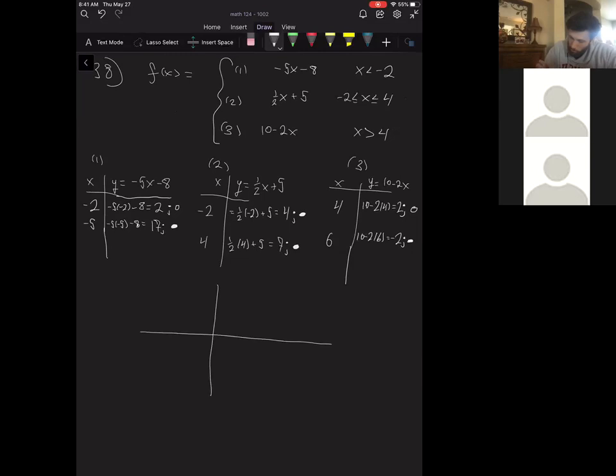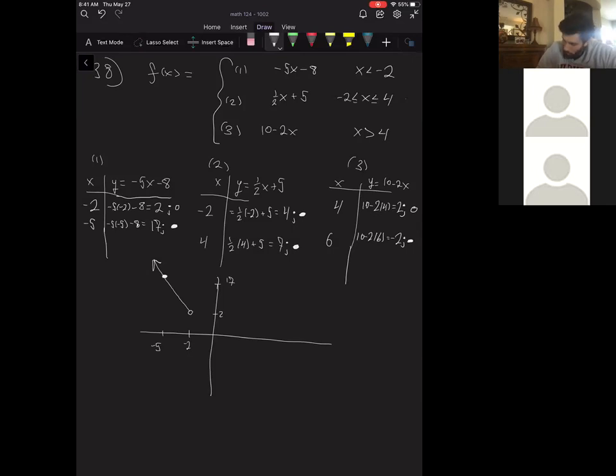So let's start with the equation on the far left. At the point minus 2, 2, we have an open circle. And at the point minus 5, 17, we have a closed circle. And we connect those 2 dots together. You only connect dots that come from the same table. So on this table over here, just the minus 2 and the minus 5, we connect those dots together.